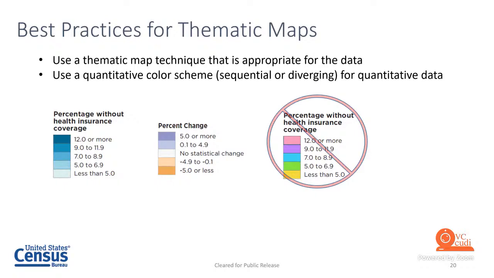We can naturally interpret a sequential color scheme like the one on the left, as we associate lighter shades with less and darker shades with more, but we don't naturally interpret rainbow color schemes. It's not intuitive that the red color on this legend would be more than the purple, or that the purple is more than the blue. So we want to avoid these sorts of color schemes for quantitative data. Next slide, please.